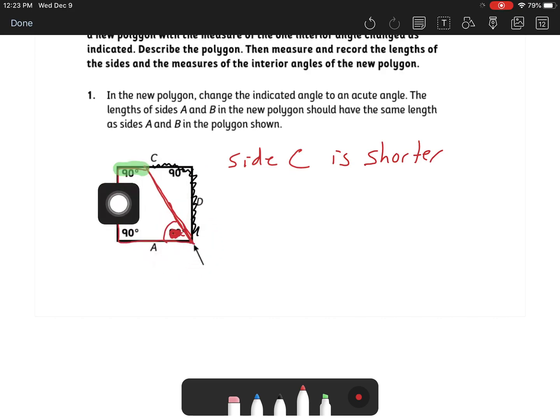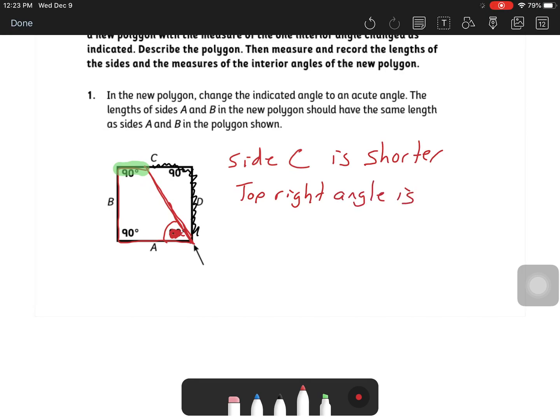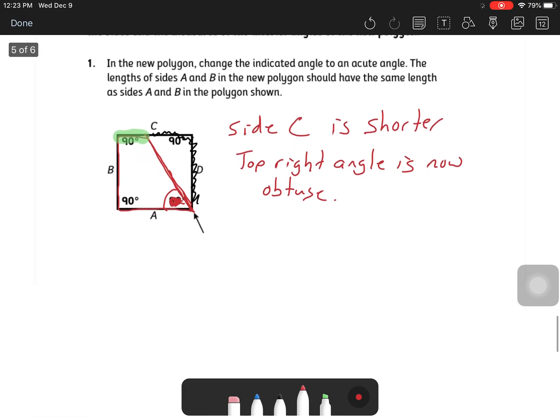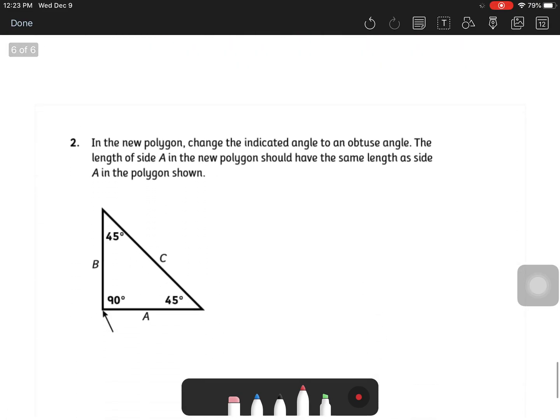So when we made this angle acute down here, it caused this angle to become obtuse, okay? And I think we talked before that if you add all the angles in any quadrilateral, they add up to 360. So if you make one of them smaller, another one has to get bigger because they still have to have a sum of 360. Okay, so side C is shorter, and the angle, which isn't labeled, but I'll just say the top right angle, is now obtuse, which means it got bigger because it was a right angle before. Okay, so those are the changes that we saw there.